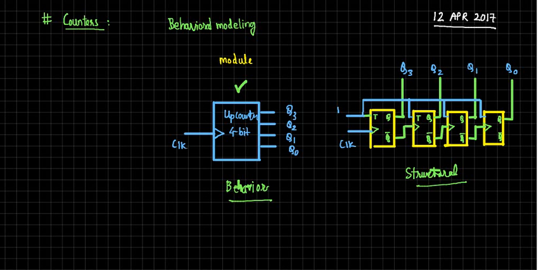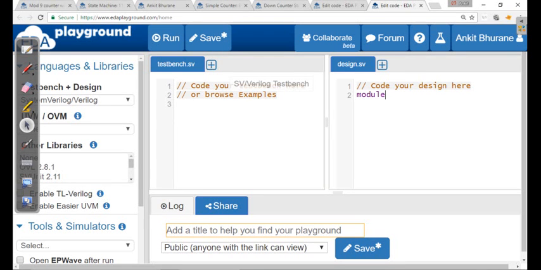Let's do it. Module TFF, input T, clock, output Q. You need to design these counters using both the modeling styles, okay? Input T, CLK, output Q. I'll keep some initial value as 0.